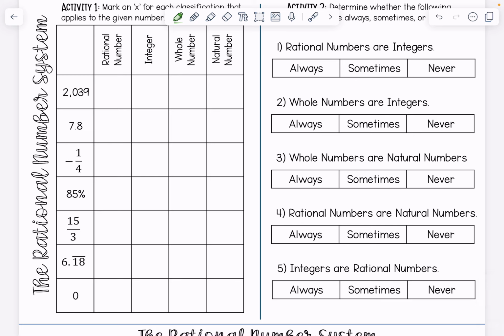So I'm going to walk you guys through these really quick in case you were absent. 2039 is going to be most specifically a natural number. Because it's a natural number, remember that automatically means it's a whole number, and those two categories are also within the integer category, and all integers are also rational numbers.